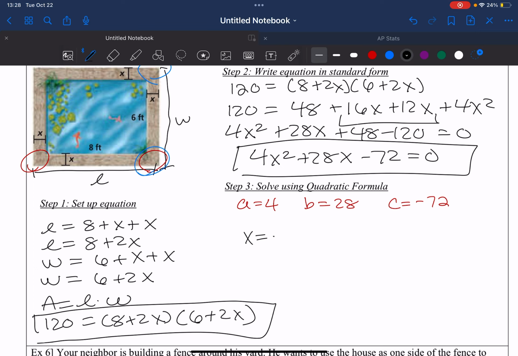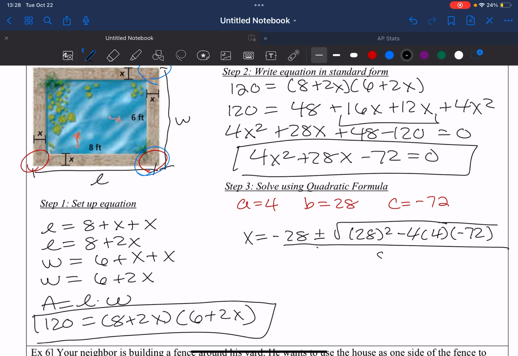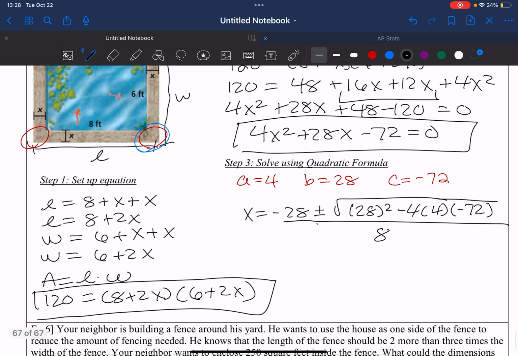So I have x is equal to negative 28 plus or minus the square root of 28 squared minus 4 times negative 72 all over 8. This gives me x is equal to negative 28 plus or minus the square root. And let me get a calculator to simplify that.